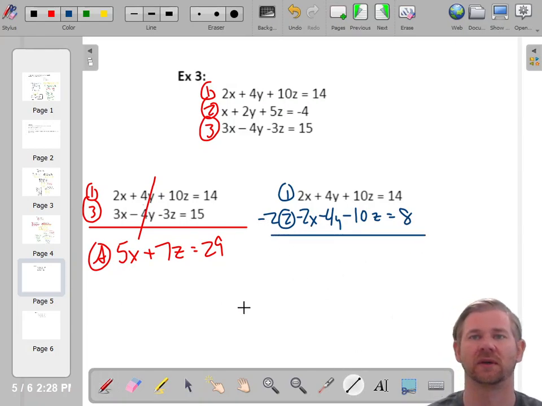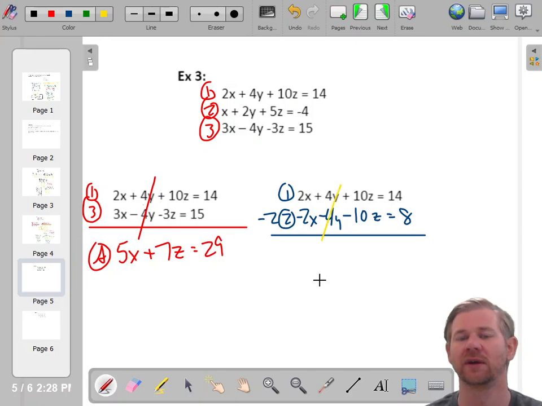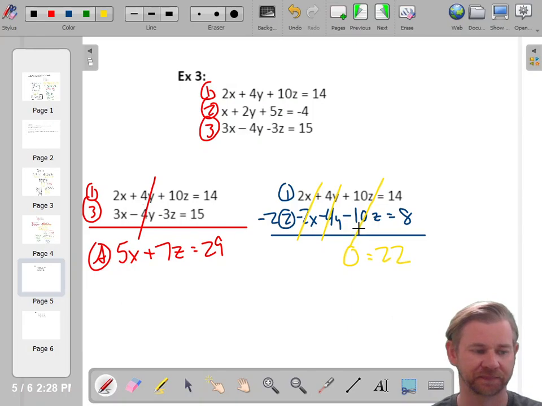What is going on here? You might have noticed this thing is setting up for, well, y went away. Great. That's what I was trying to do. But x went away and z went away. And on the left side, I have 0. And on the right side, I have 22. Now, when this happens in a two-variable system, it's the same thing. You're like, no, it doesn't. 0 does not equal 22.